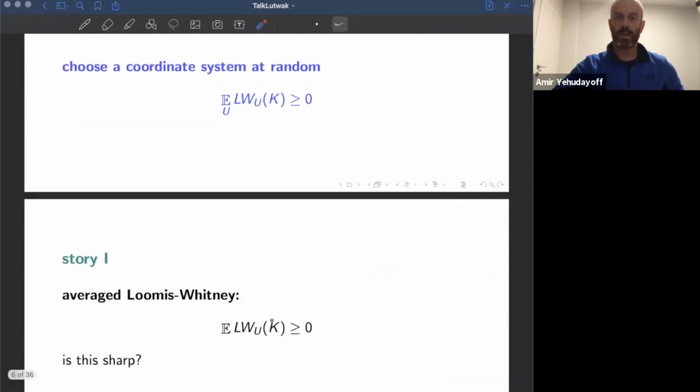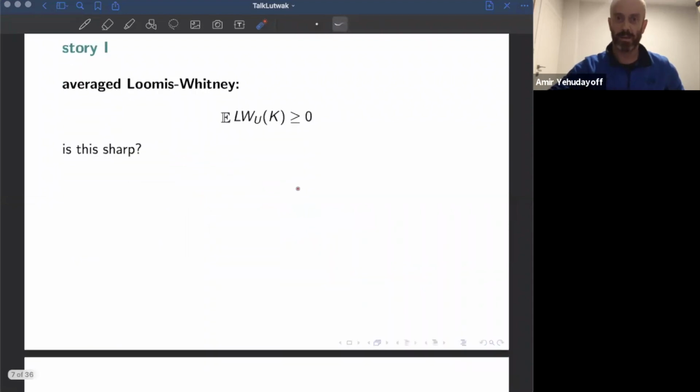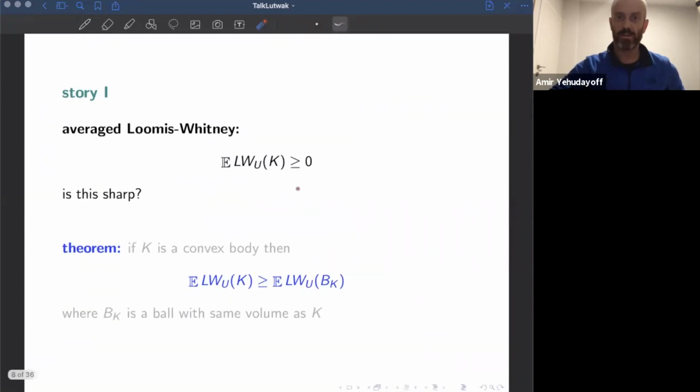And so we have this quantity and we can ask, is this inequality sharp? And the answer is no, this inequality is not sharp, and you can actually prove the sharp statement. So this expected value for a convex body is at most the same thing, but when you replace the body with a Euclidean ball of the same volume.